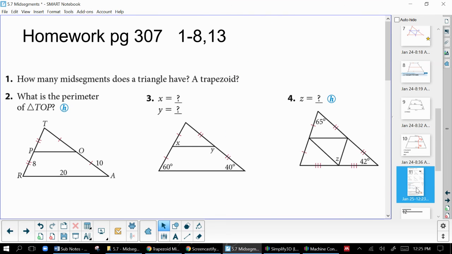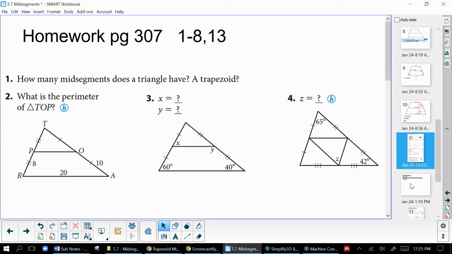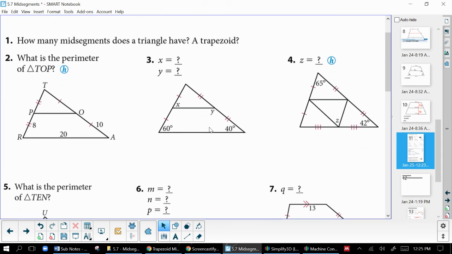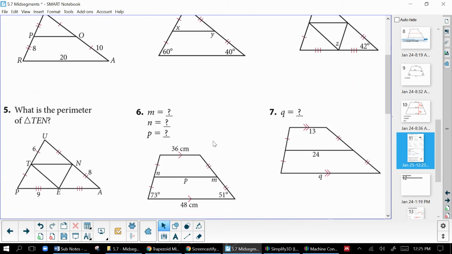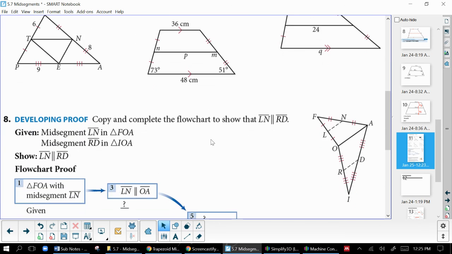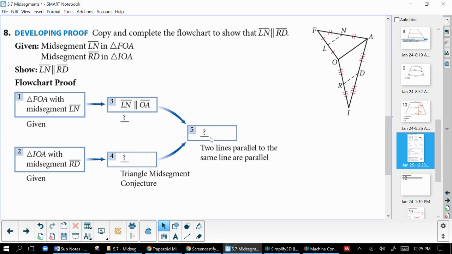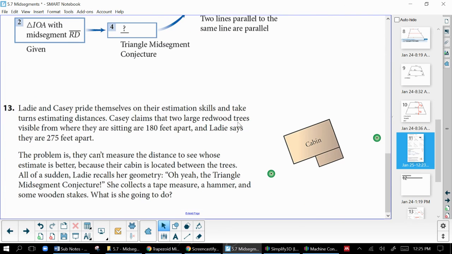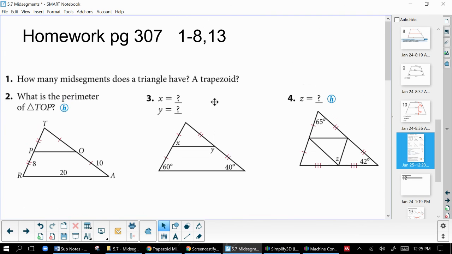Okay, and then our practice for today. We're going to do page 307. This is 1 through 8 and 13. I'm just going to kind of scroll through this page. If you would rather just look at this video and pause it at the right spot to do the practice, you can certainly do that. Number 8 is a proof, so give that one a shot. You have to at least try it. And then number 13, look at that picture. Think about how you could measure the distance between the two trees even though the cabin is in the way.